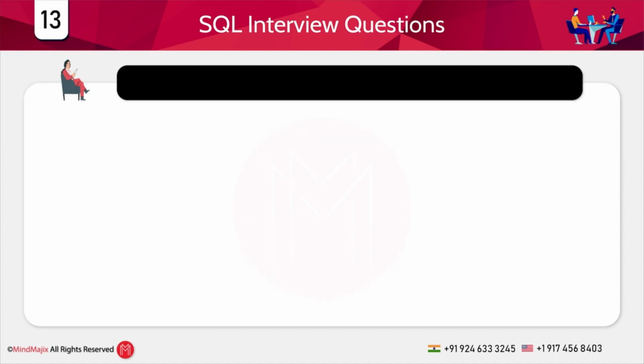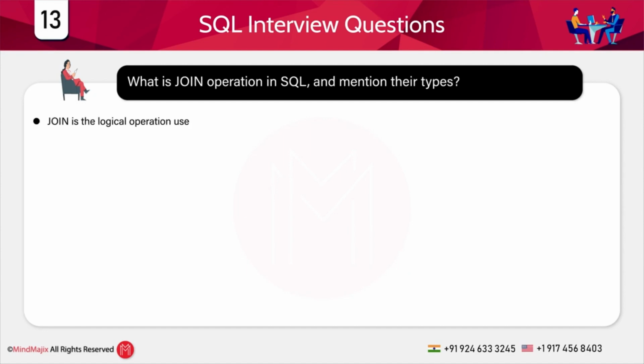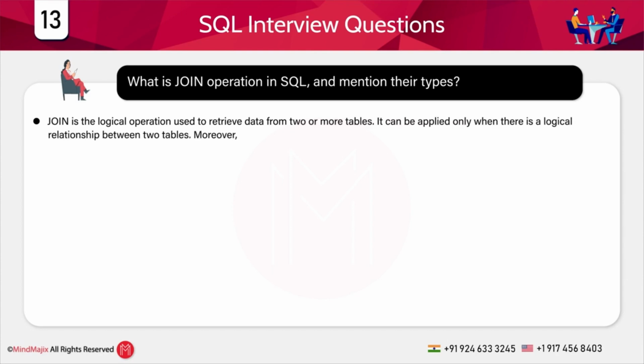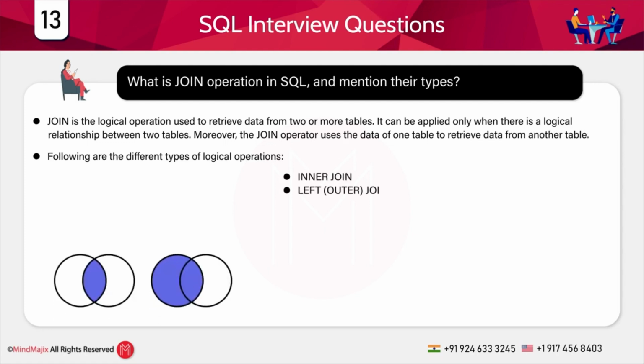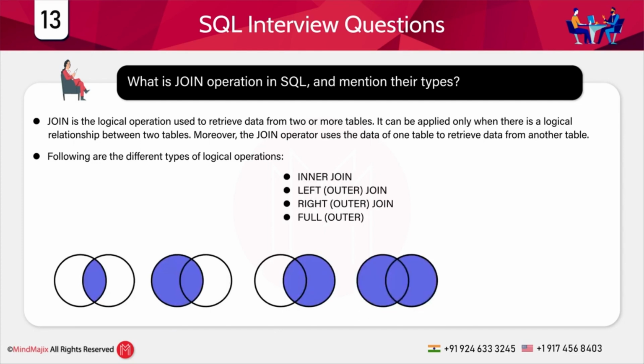The next question is, what is join operations in SQL, and mention their types? A join is a logical operation which is used to retrieve data from two or more tables. It can be applied only when there is a logical relationship between the tables. Moreover, the join operator uses the data of one table to retrieve the data from another table. Now if you talk about the types of joins, there can be various joins such as inner join, left join, right join, full join, and cross join.